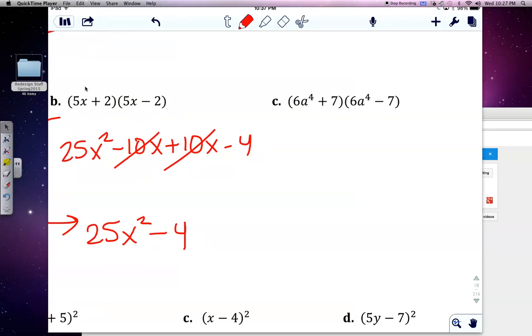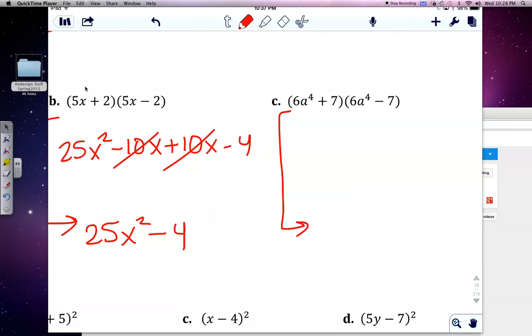Okay. Part C, let's do first, outer, inner, and last. But you're going to notice again they have a plus and minus sign. First times first, I get 36a to the 8th. I add the exponents because I'm multiplying. 6a to the 4th times 6a to the 4th is 36a to the 8th. And last times last would be minus 49. Again, we don't need to do the two middle terms because we know they're going to add to 0.